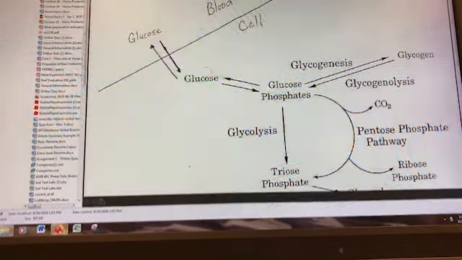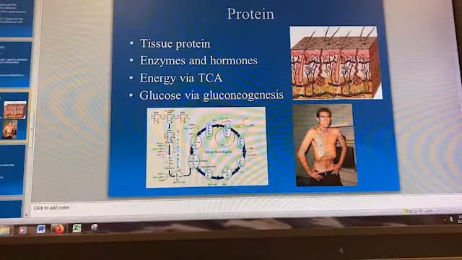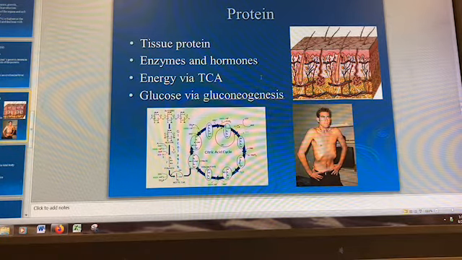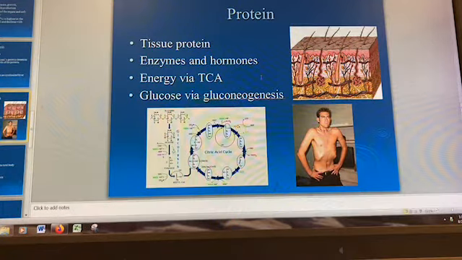So we talked about it from the standpoint of proteins. That same metabolic pathway and chart that you've got to learn at the beginning of this semester: energy via TCA or Krebs cycle, glucose via gluconeogenesis. The actual arrows are the enzymes and the hormones that start all of that.